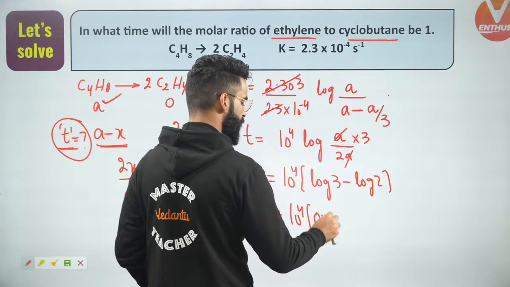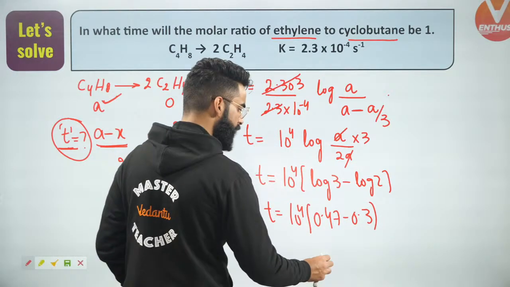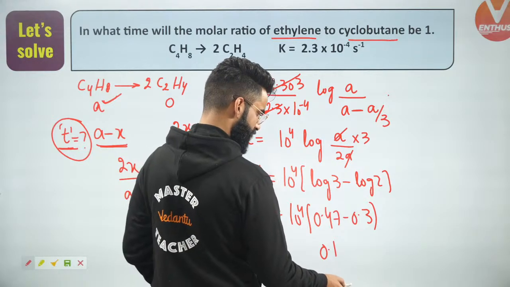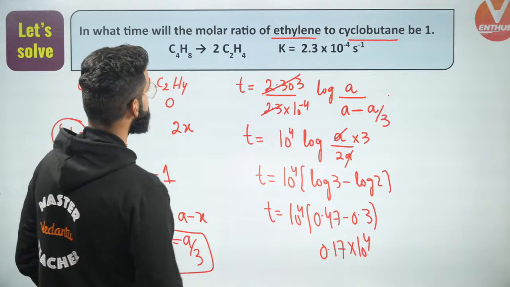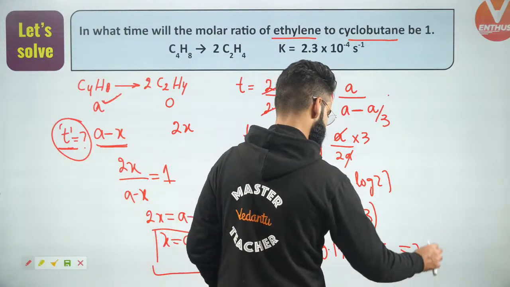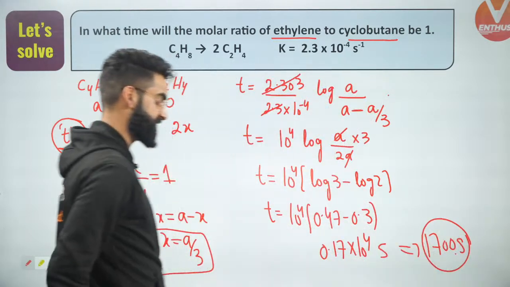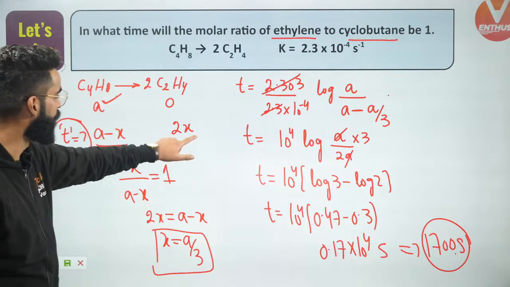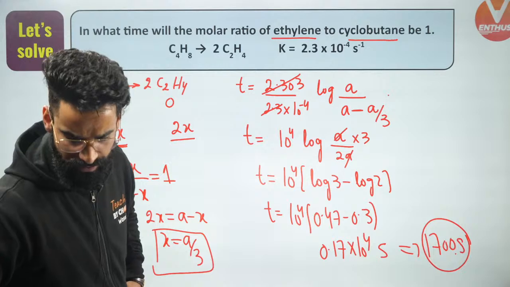All of you must know that log 3 is 0.47, and log of 2 is 0.3. So the value is simply 0.17 into 10 to the power 4, and its units are seconds. So you can say that at t equal to 1700 seconds, the molar ratio of these two will be equal to 1, which I was supposed to calculate.